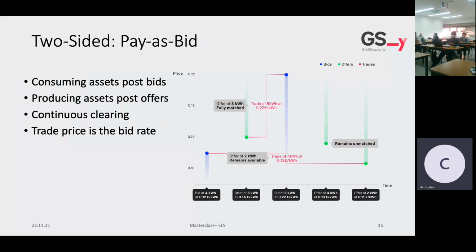It's a continuous clearing mechanism. That means that whenever there is a bid that has a higher price than an offer, they will get paired and matched together. And in that case, the trade price is the bid price.